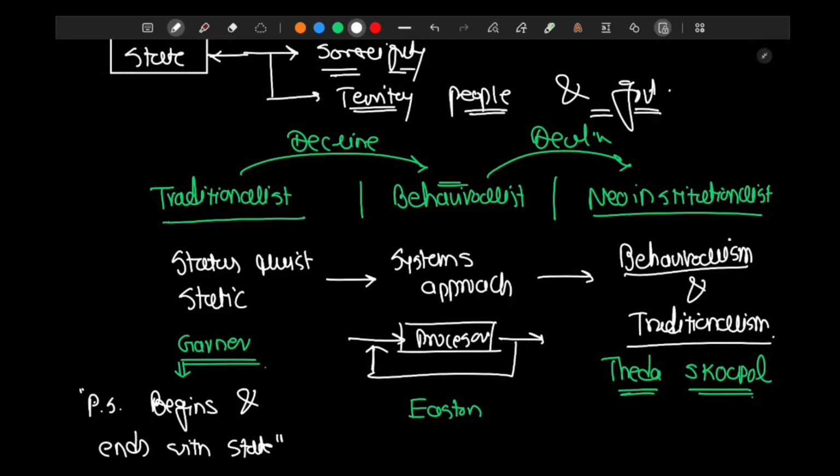There are three models basically. The rational actor model basically wants to say that the actor is shaped by institutions, the actor is limited by institutions, and institutions are shaped by actors. So behavioralism and the traditional approach are both applicable at the same time. That was the idea behind neo-institutionalism.